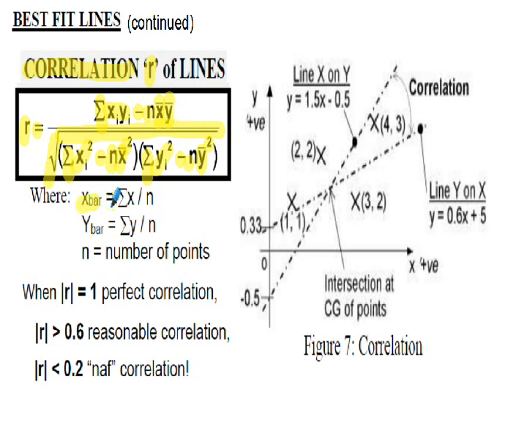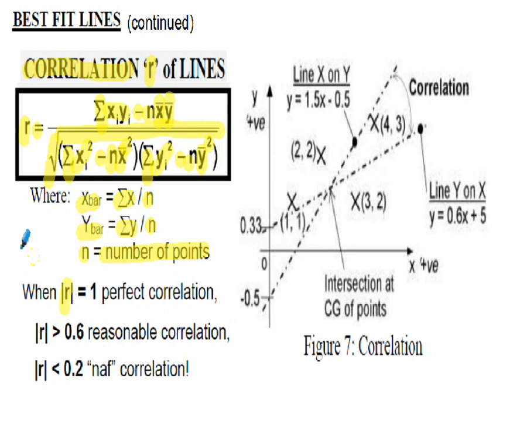So x bar is given as the summation of all the x values divided by the number of points, and similarly the y bar is the summation of all the y values divided by the number of points. N is the number of points here.